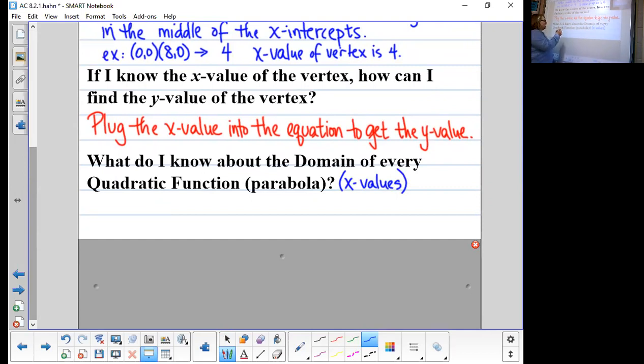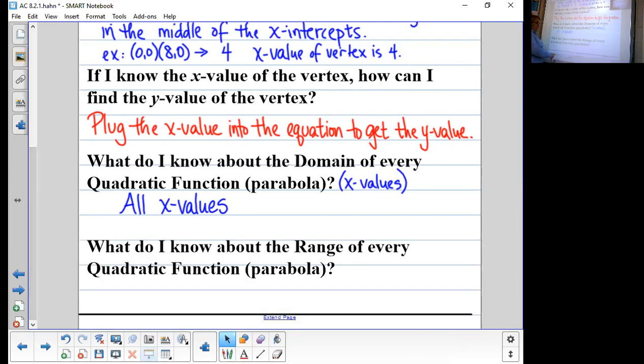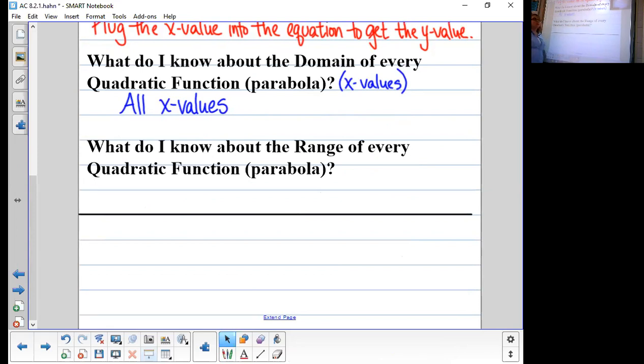It's just going to be all x values. You can plug any x into the equation of a quadratic and get an answer out. You won't ever get an error message from your calculator. So that means that all x values are part of the domain. Is that going to be true for the range as well? Is the range going to be everything?